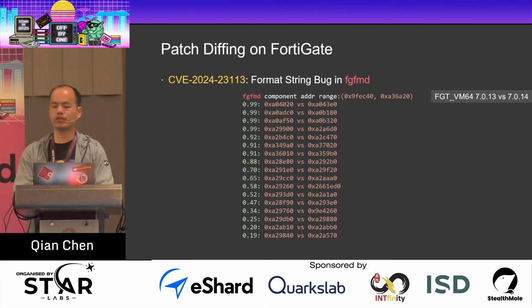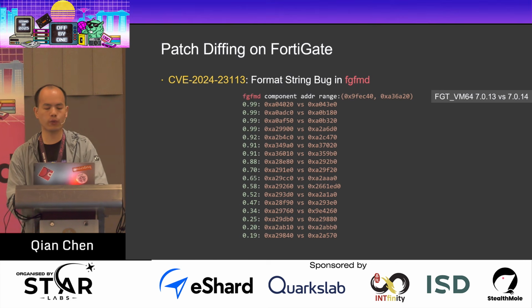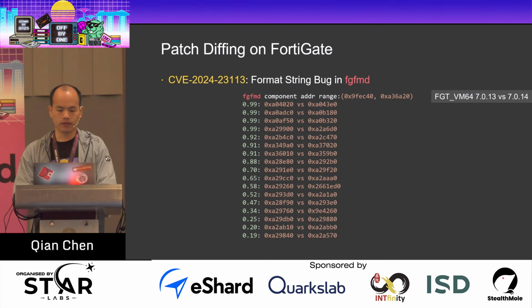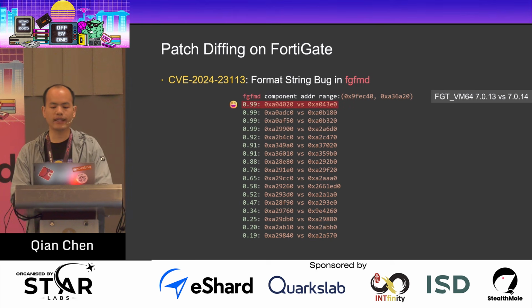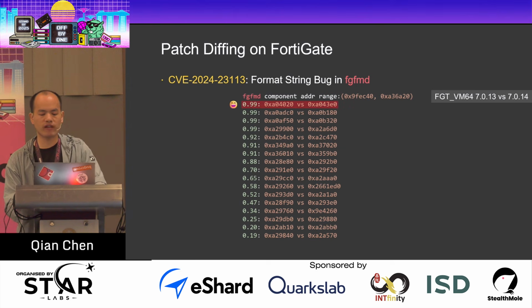Let's apply this approach to two real-world examples. The first one is CVE-2024-23113, a format string vulnerability in the FGFMD component. After obtaining the bin diff result between versions 7.0.13 and 7.0.14, we focused our analysis on functions within the FGFMD component address range. As shown in the comparison result, we quickly identified the first one as the vulnerable function.